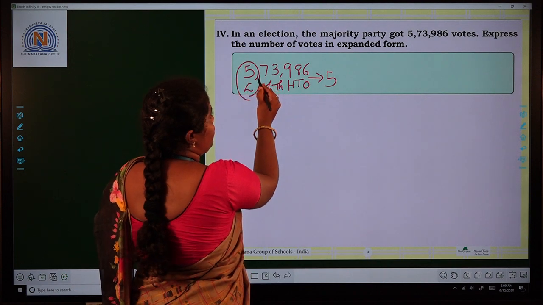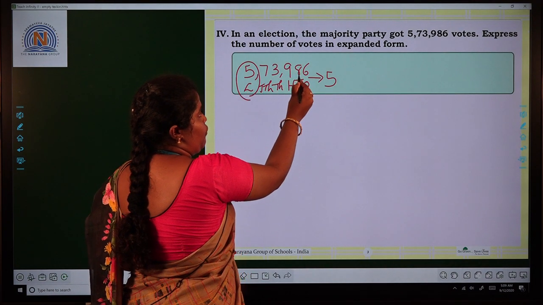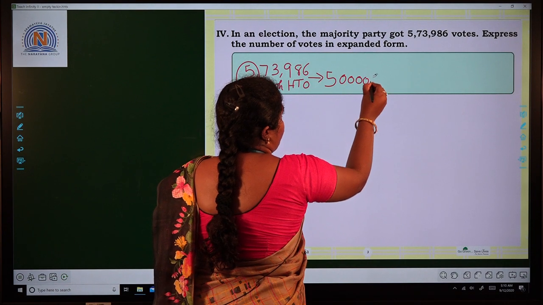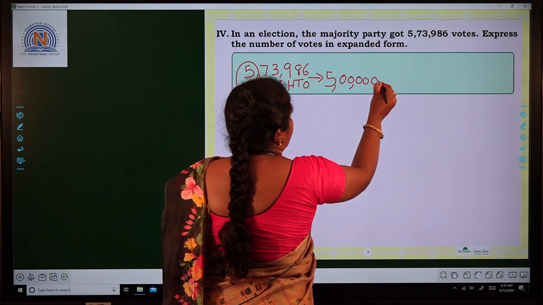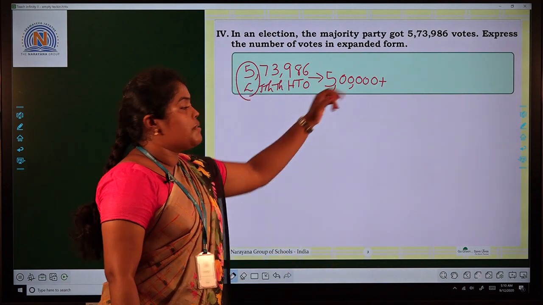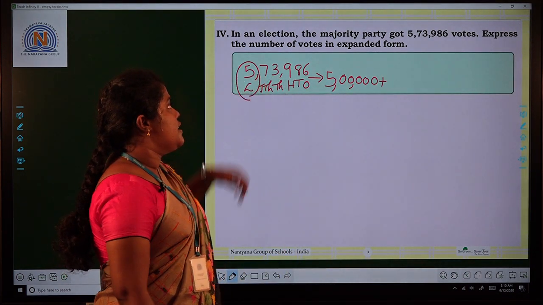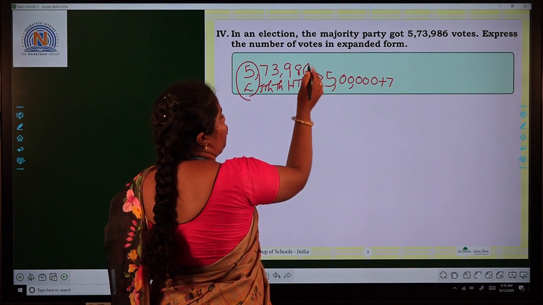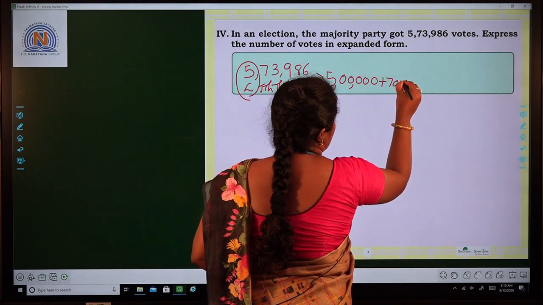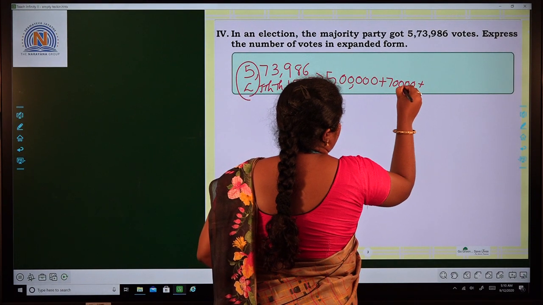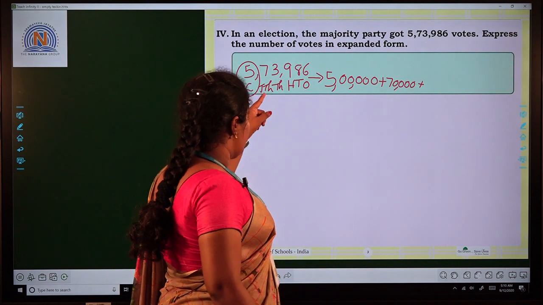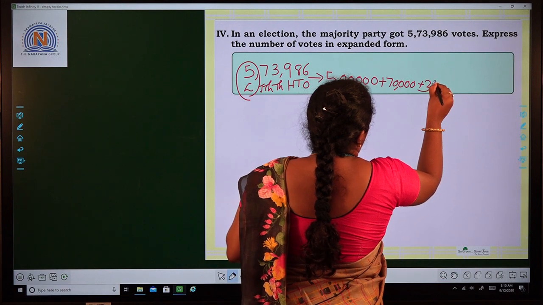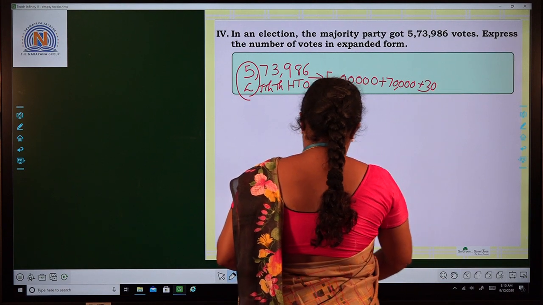Okay, how many places are left? After 5: 1, 2, 3, 4, 5. So 5 zeros we have to mention, separated by commas. Then keep the addition symbol. Next we will go to the next digit, 7. After 7, how many places are left? 1, 2, 3, 4. So we have to keep 4 zeros. Next digit is 3. After 3, 3 places are left. So mention 3 zeros.